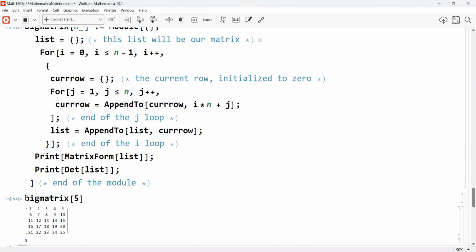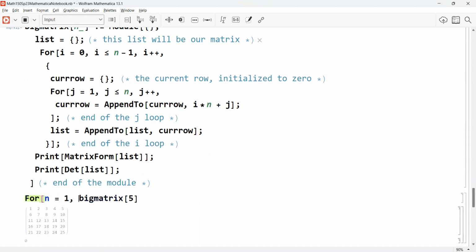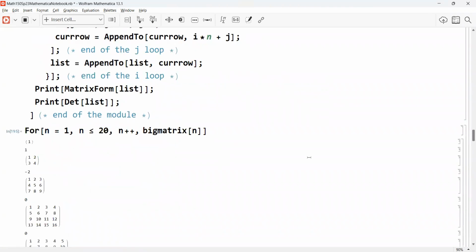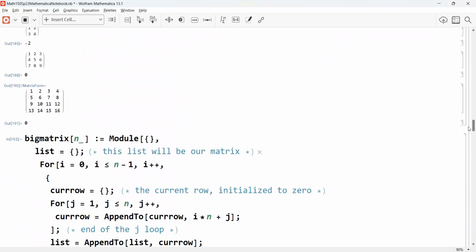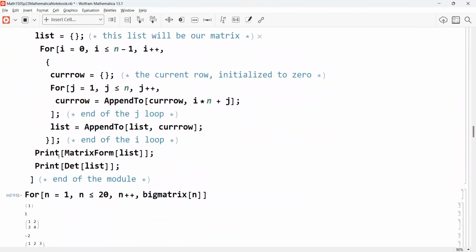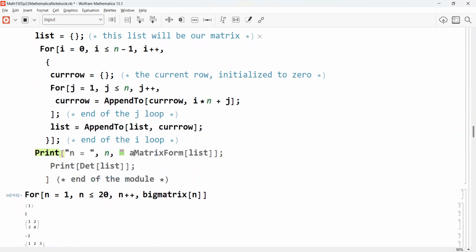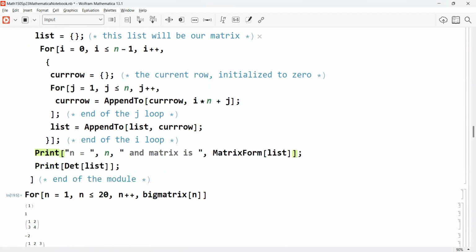So now what I could do is for n equals 1, n less than or equal to 20, n plus plus, and then I'm going to run big matrix at n. And you can see, it's printing out all the matrices, it's printing out things like this. It's getting a little bit hard to read, so maybe I could do a better job with how I write things out. So I'm going to print over here, n equals, and then I'm going to print n. And matrix is, and then I'm going to print the matrix.